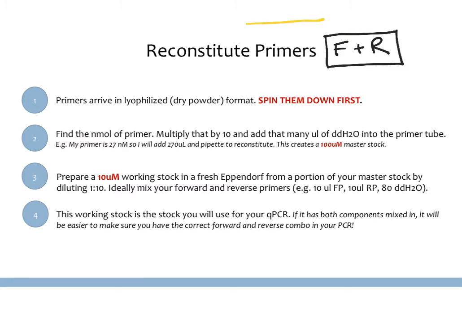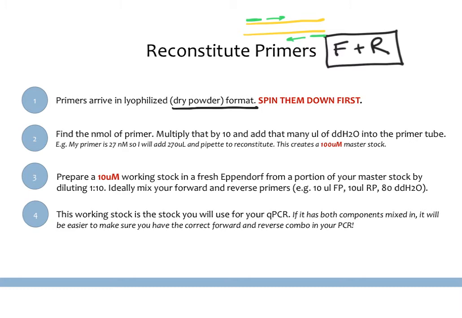And that is because you have these as your DNA and then these as your primers, and without primers in both directions, you will not get amplification. So always keep the forward and reverse pair of primers together. They will come in this little blue cap bottle, in a dry powder format.